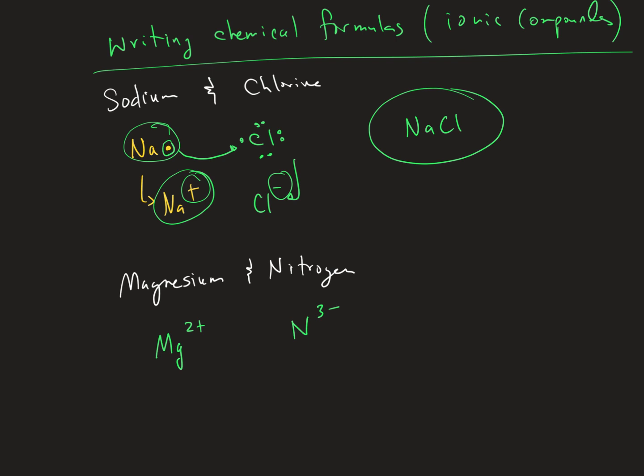How many electrons, total electrons, does magnesium have compared to the nearest noble gas? 2 more, 2 plus. How many total electrons does nitrogen have compared to the nearest noble gas? 3 less, 3 minus.